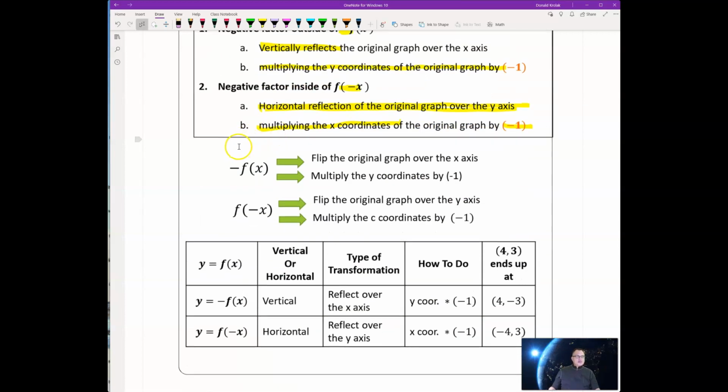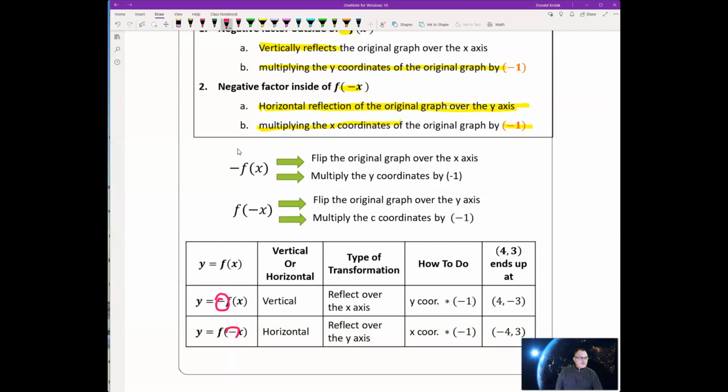So there's a summary of what we've just talked about. This is on the outside, so it's a vertical reflection, and it's going to be over the x-axis. The way I do it is I take the y-coordinate times -1. So if I had the point (4, 3), it would end up (4, -3).